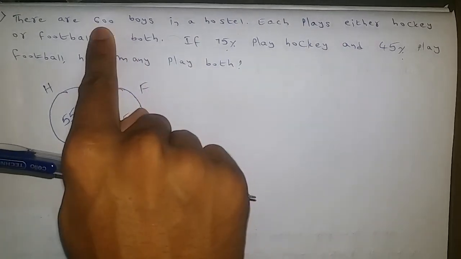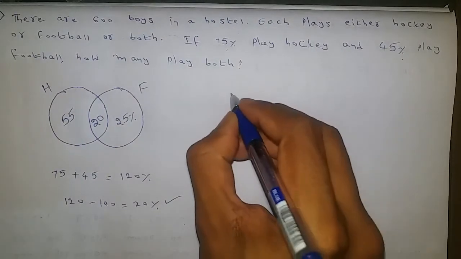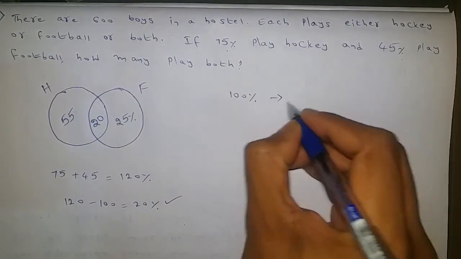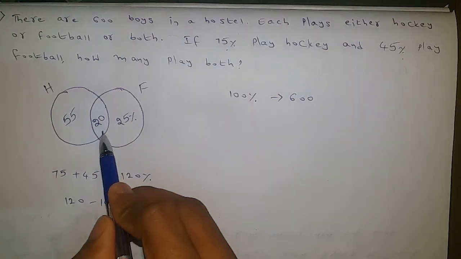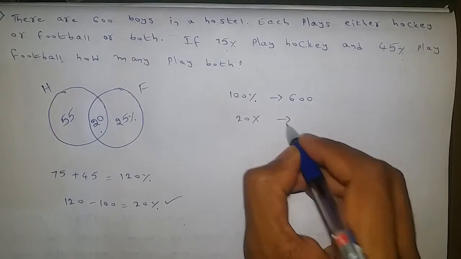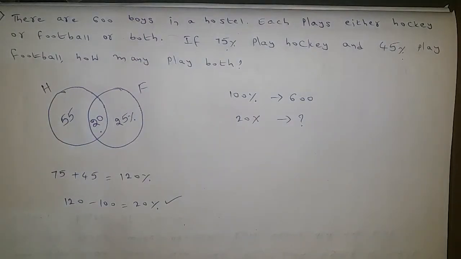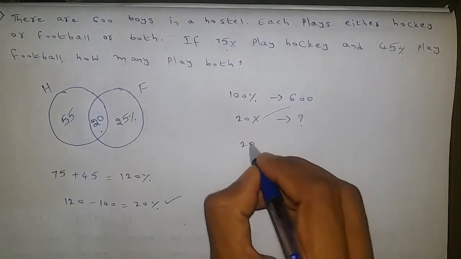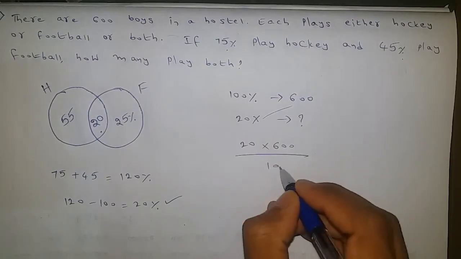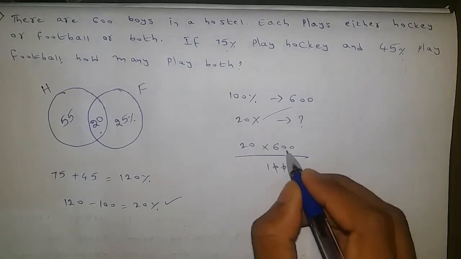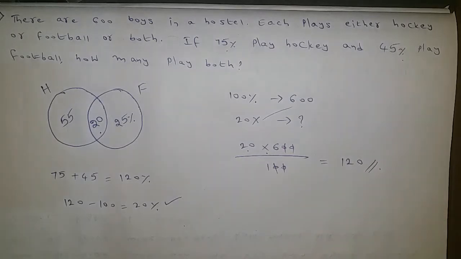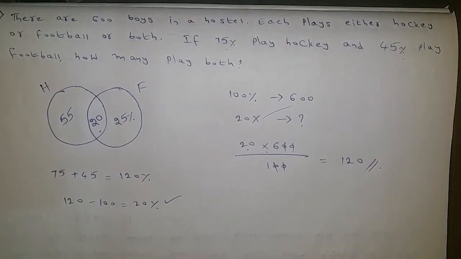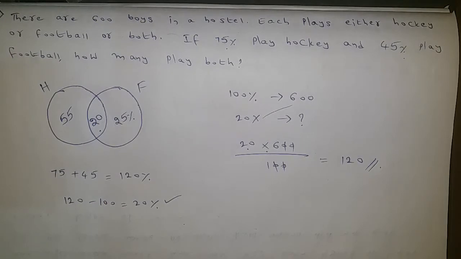Now what is he asking? How many persons play both the games? He said clearly that a total of 600 boys are there. So 600 boys represent 100 percentage. We need to find out how many play both, and 20 percentage will play both. So 20 percentage means how many students? Just cross multiply: 20 into 600 divided by 100. The zeros cancel, and we remain with 20 into 6, which is 120. So it means 120 persons play both the games.